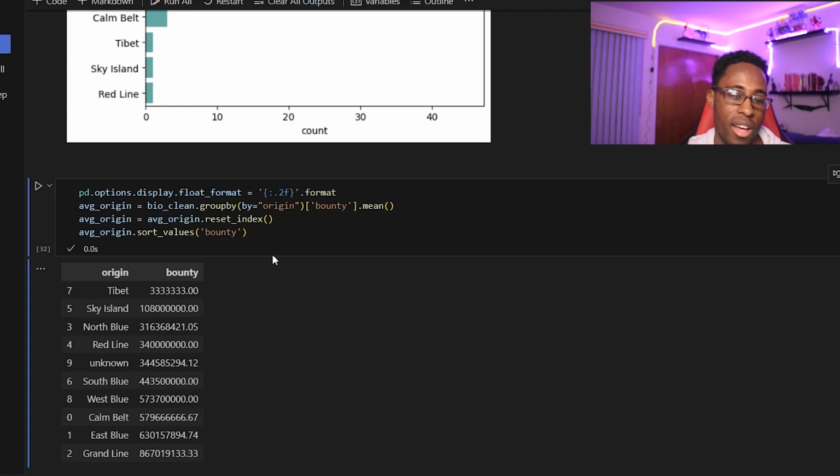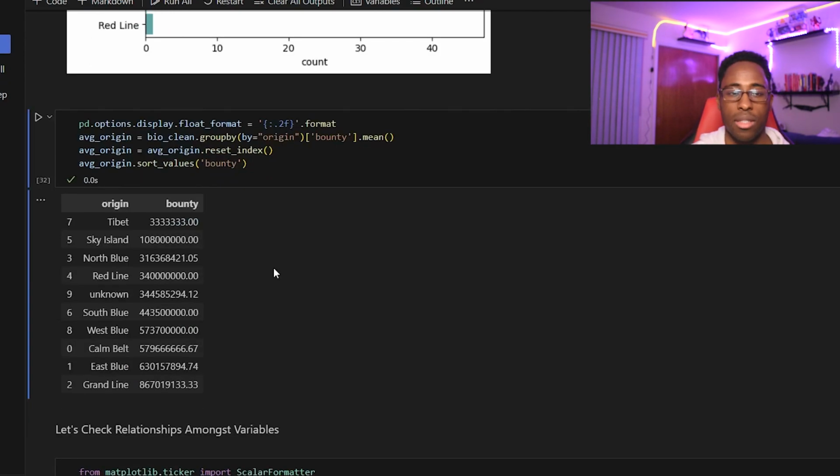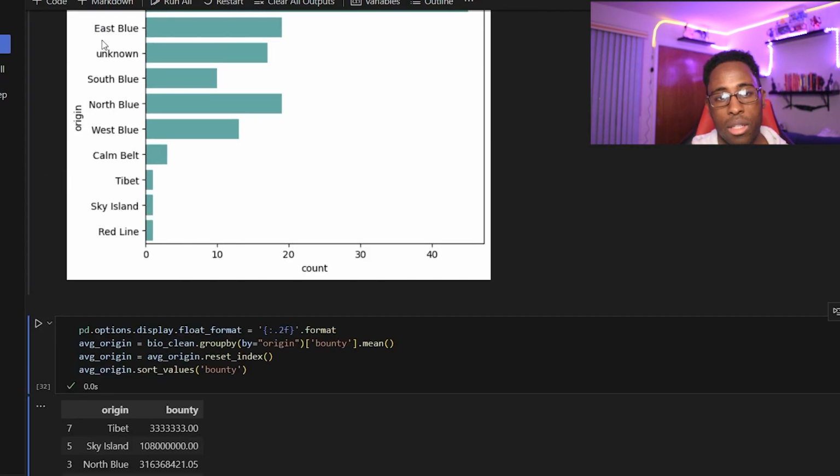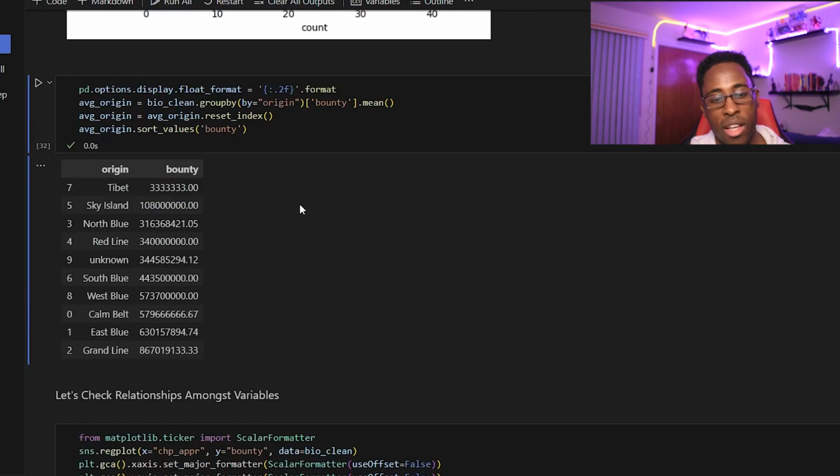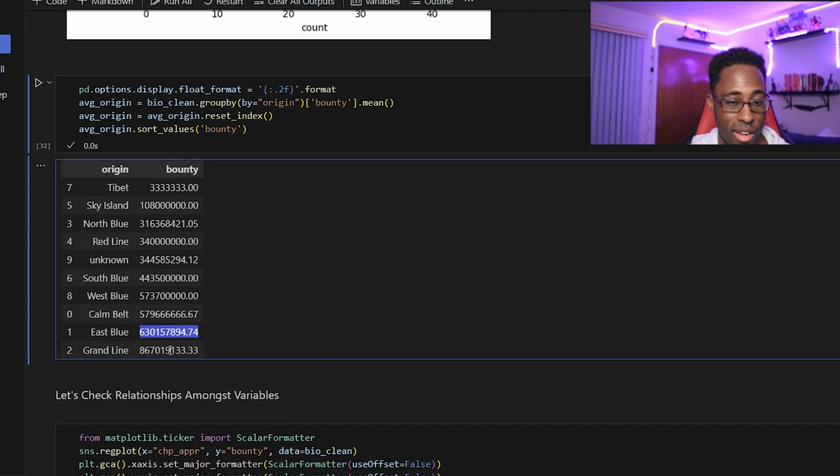Then we do the same thing, kind of, where we look at the averages. I didn't do a chart because the name was kind of blurring the text, but basically you can see the average by island, East Blue having the highest overall average, followed by the Grand Line, and then we have North Blue, then the Red Line, and then all the other areas. But that's good to know that the Straw Hats are carrying the East Blue in terms of bounty averages.